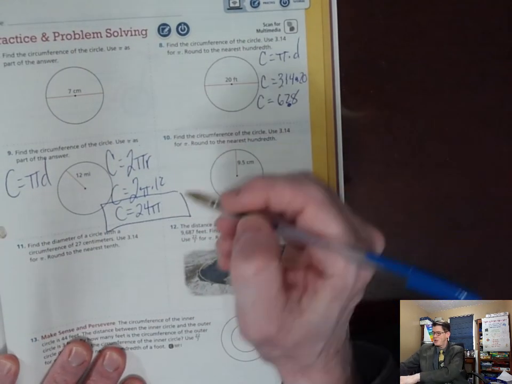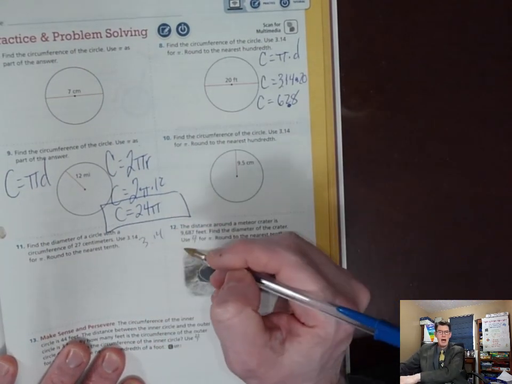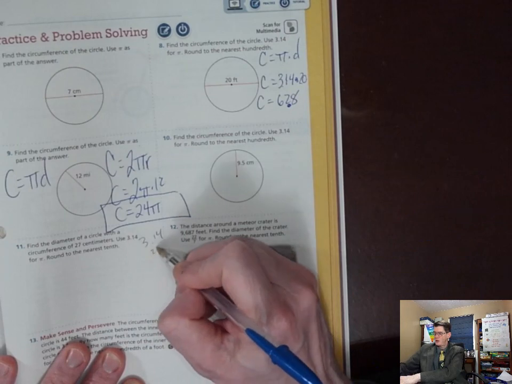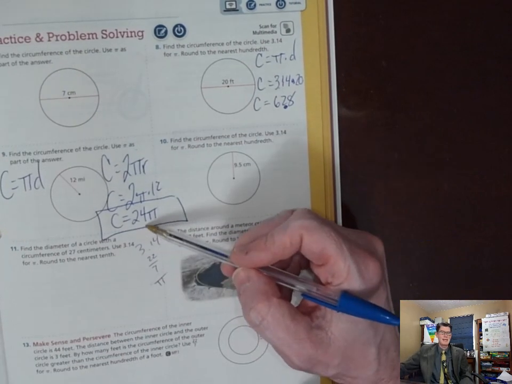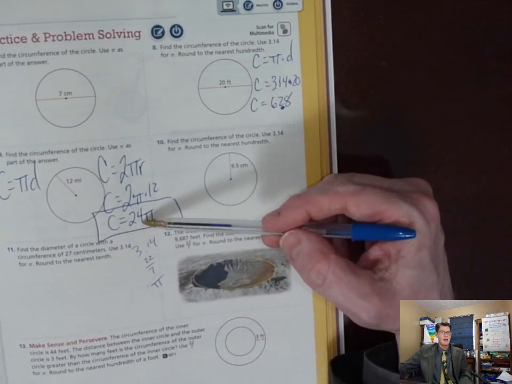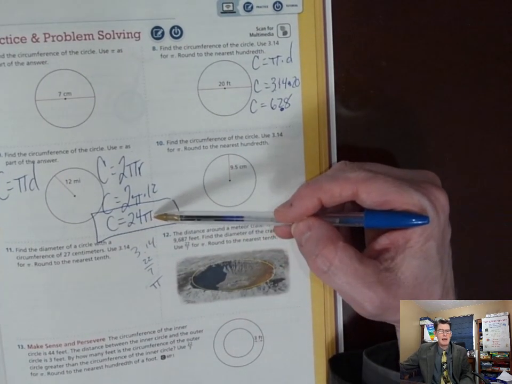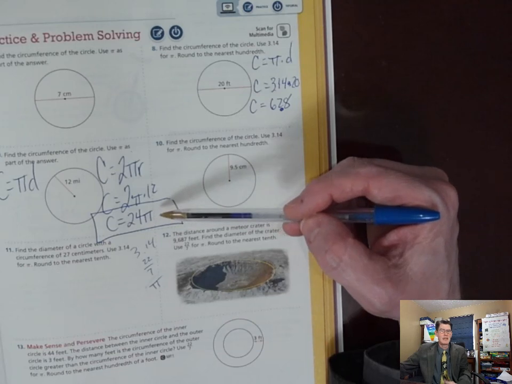So I mentioned that you can use 3.14 for pi. You can use 22/7 for pi. You can even just use the symbol for pi and just leave the answer like that. You'll see that a lot in some of the higher level math courses in high school. Just leave it as pi.